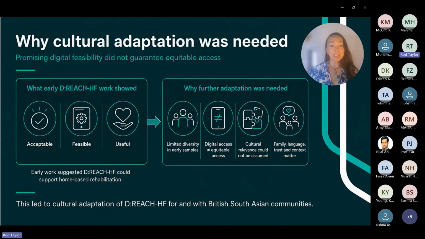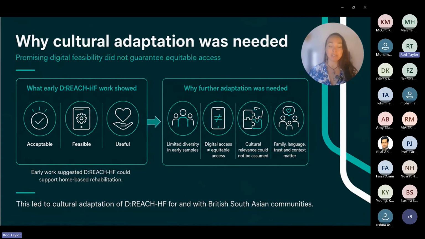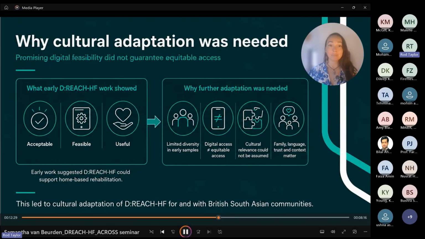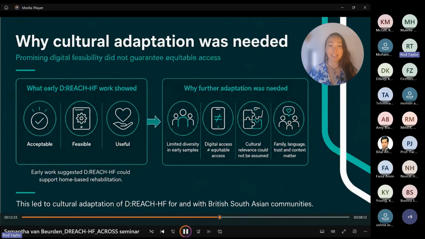So the early DREACH-HF work was really promising and exciting, but it also had an important limitation. The people involved in the development and feasibility work were not sufficiently diverse. This was also the case for the underpinning REACH-HF development and evaluation work. That meant we could not assume that the original program or the digital version will be equally relevant, accessible, or engaging for underserved communities. Digital feasibility does not automatically mean equitable access.